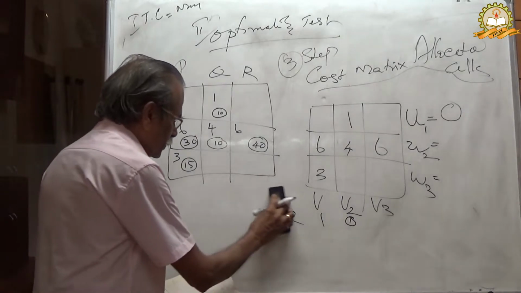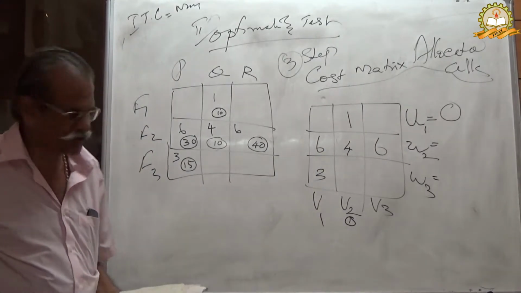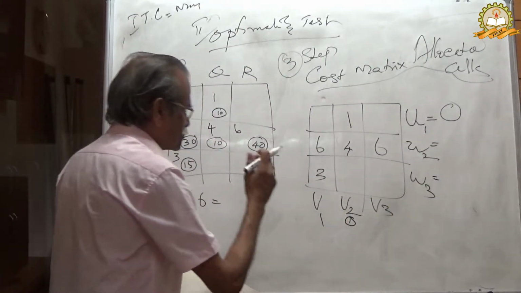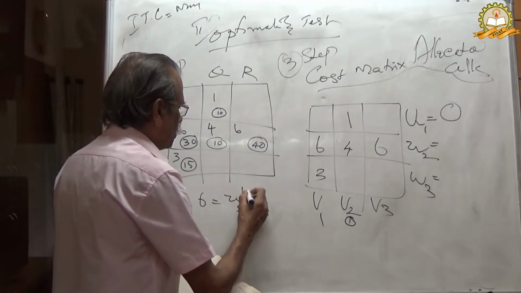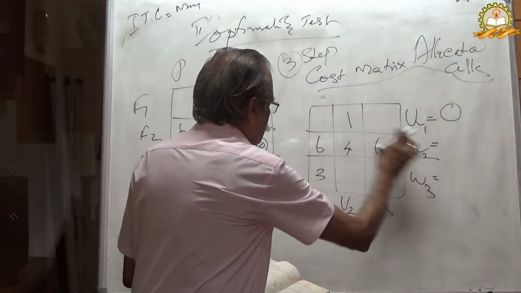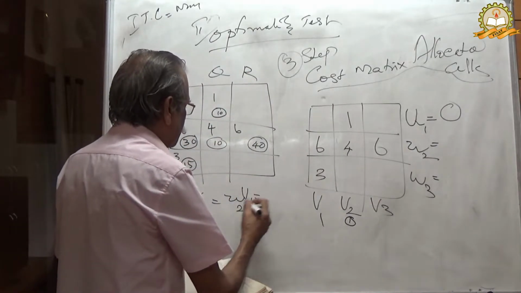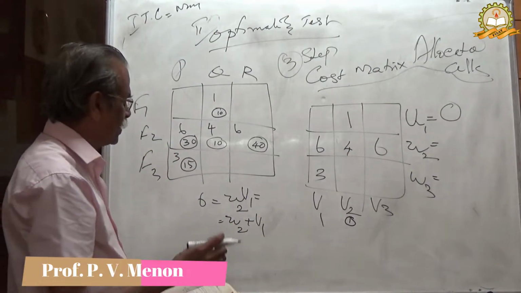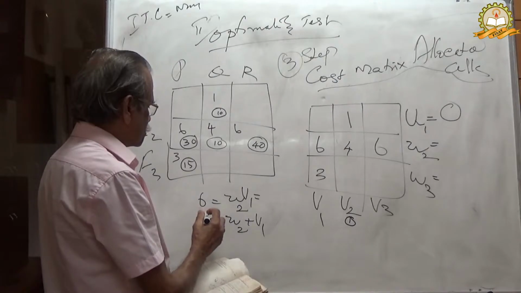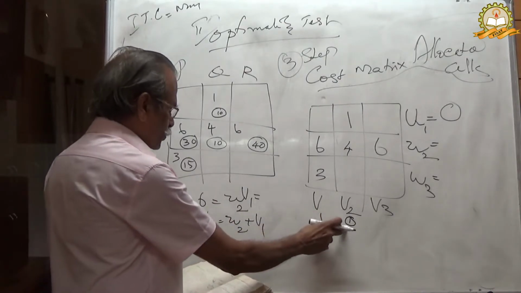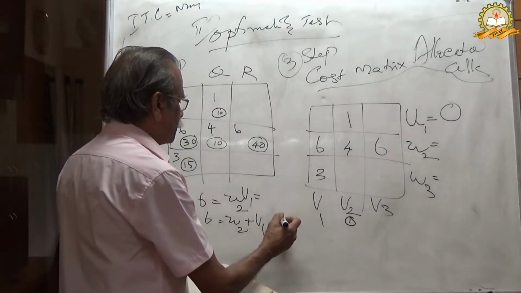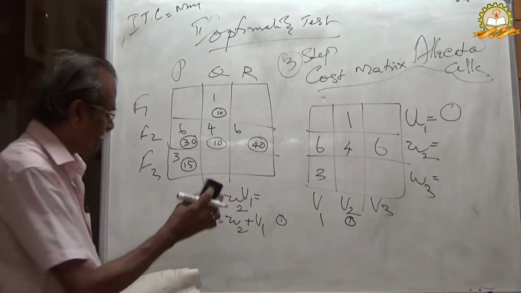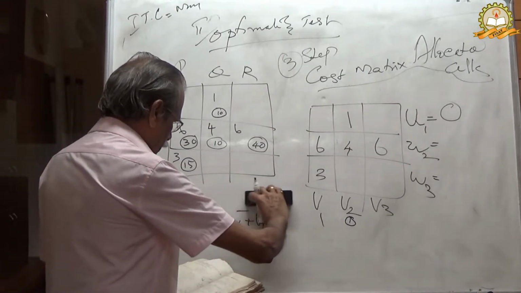Then next one, consider 6. 6 equal to second row, first column: you have u2 v1, which means u2 plus v1 equal to 6. u2 unknown, v1 unknown, therefore let this be equation number 1. Let it be there.